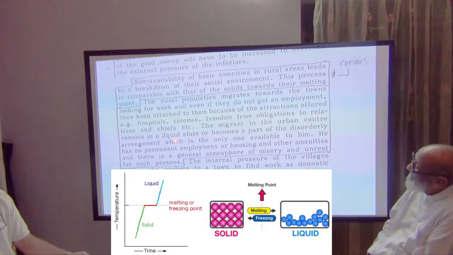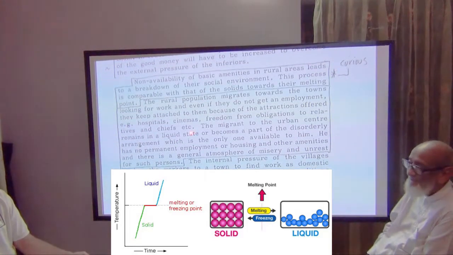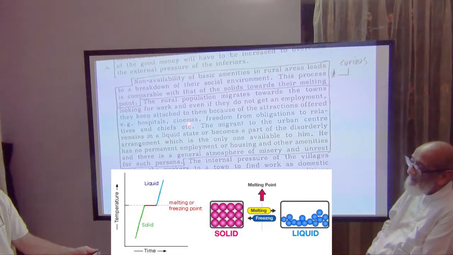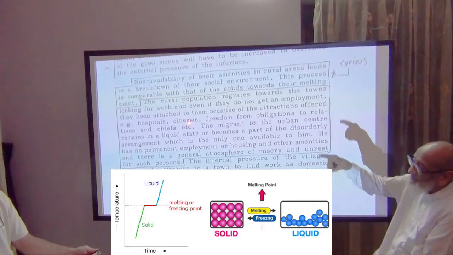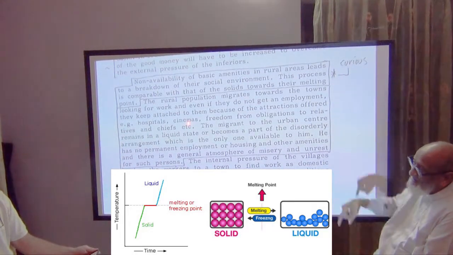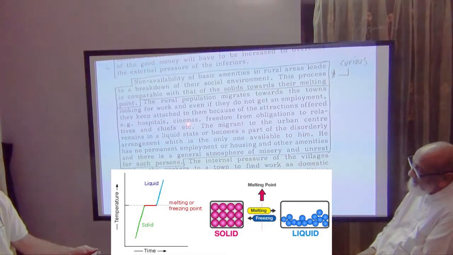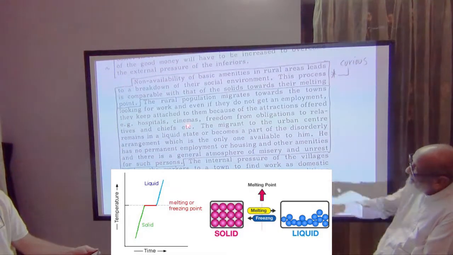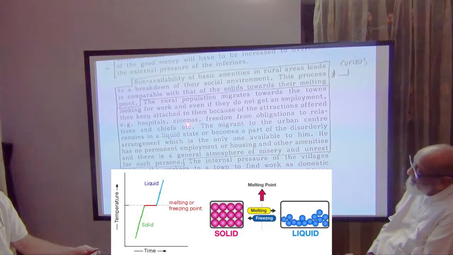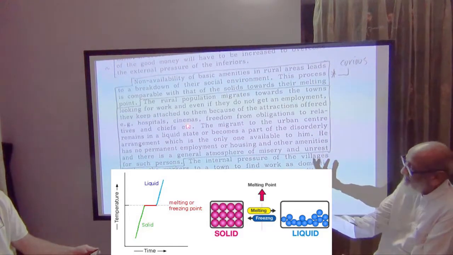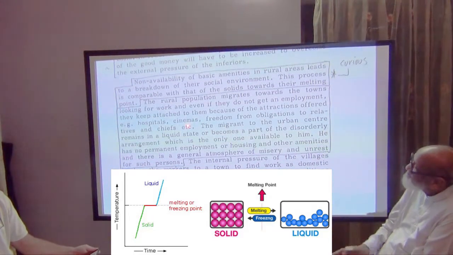So, what did you find curious? The non-availability. Let's go back to that graph of the activated complex and the rural population, to a breakdown in their social environment.